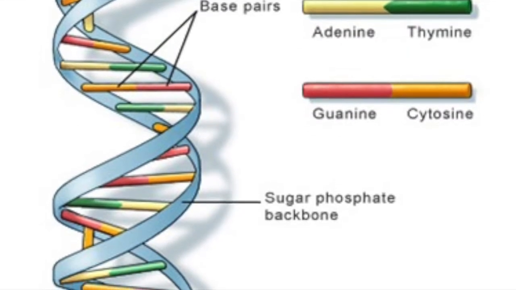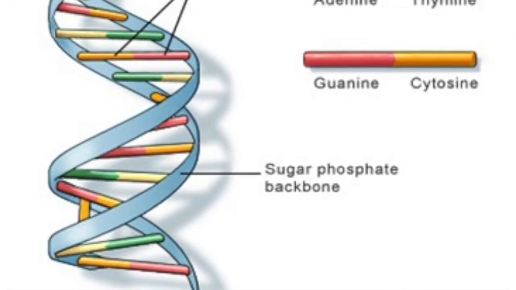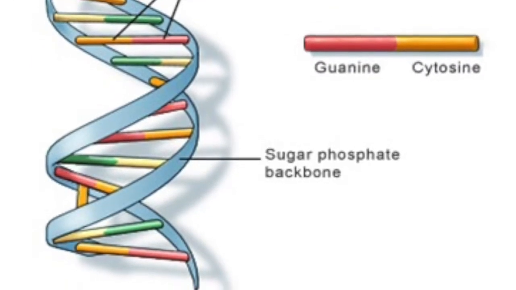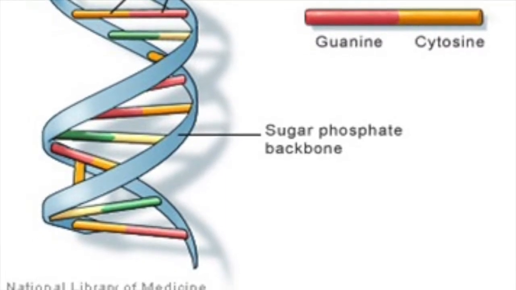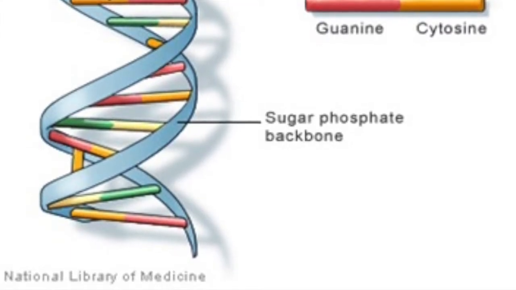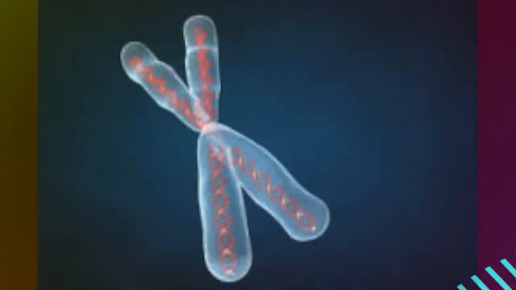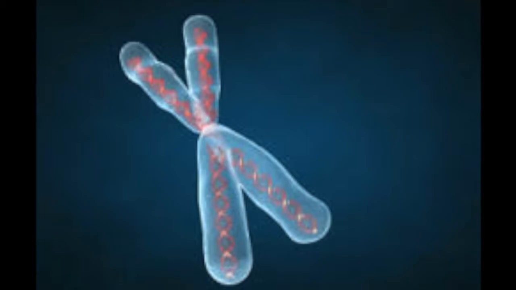Similar to the way the order of letters in the alphabet can be used to form a word, the order of nitrogen bases in a DNA sequence forms genes, which in the language of the cell tells cells how to make proteins. Another type of nucleic acid, ribonucleic acid or RNA, transmits genetic information from DNA into proteins. Moreover, the entire human genome contains about 3 billion bases and about 20,000 genes.